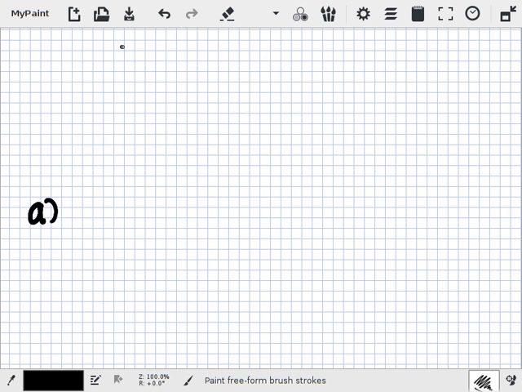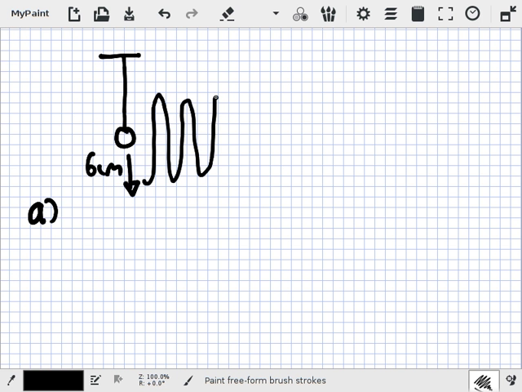Simple harmonic motion, question 1. A 50-gram bob is hanging from the ceiling. And the girl pulls it down 6 centimeters, and then it begins to vibrate up and down. So it'll go up and down, up and down, up and down, like this. And the frequency is 2 hertz.